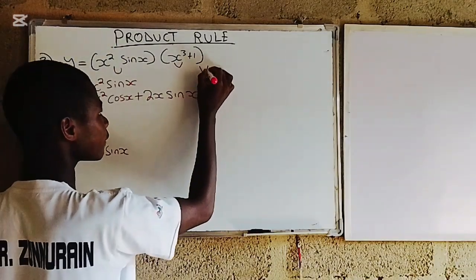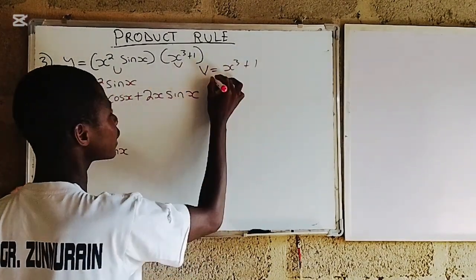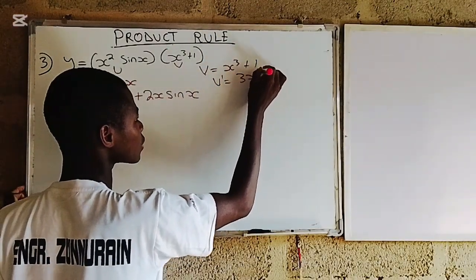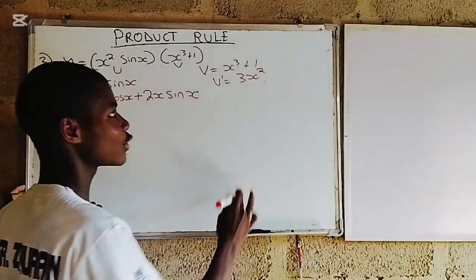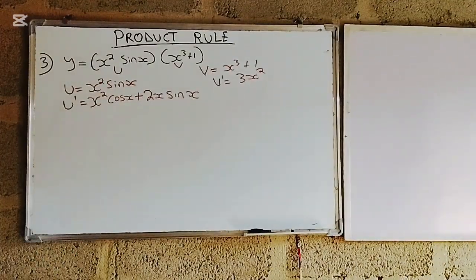So I have to say v is the same thing as x cubed plus 1, and therefore v prime, I have to differentiate this. I will get 3x squared plus 0, because the derivative of a constant is 0. So apply the product rule, and get the solution of your problem.